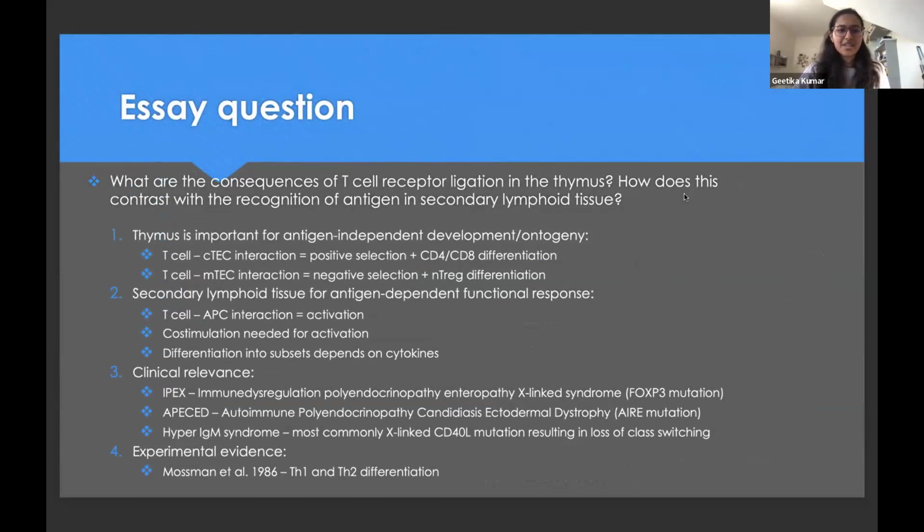So this is a question that I picked up from a past paper. I think it was 2018, if you're interested in seeing the examiner's report. The question was, what are the consequences of T-cell receptor ligation in the thymus? And how does this contrast with the recognition of antigen in secondary lymphoid tissues? I know you can see on there what my thoughts are, but does anyone want to volunteer how they would structure it or things they would want to include in their essay? Feel free to unmute and say stuff.